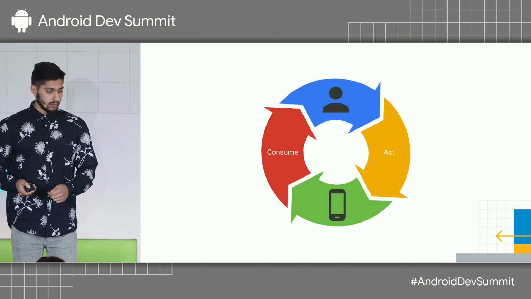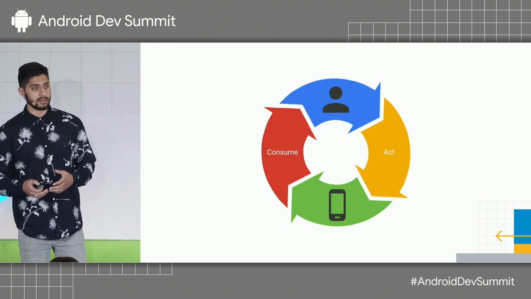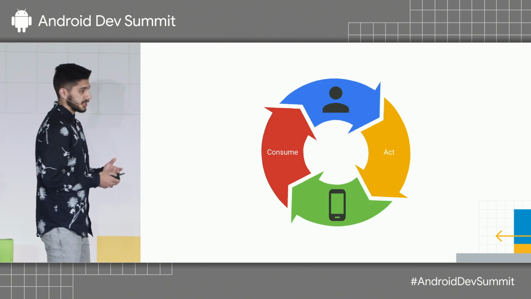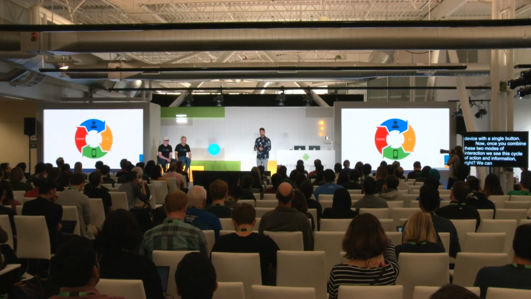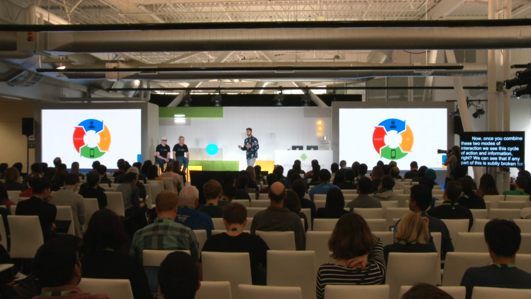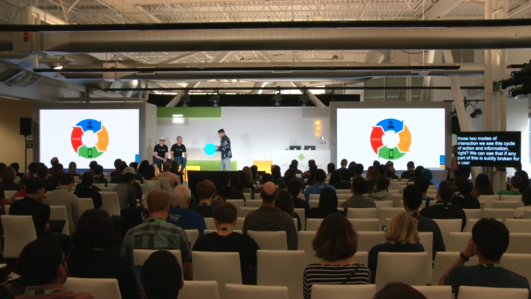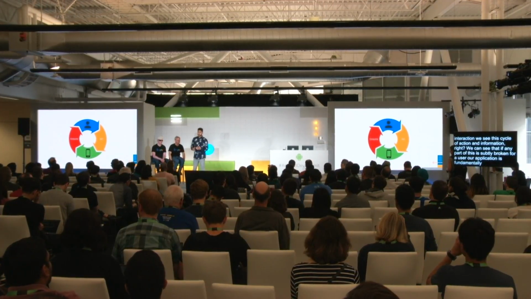Now, once we combine these two modes of interaction, we see this cycle of action and information, right? And we can see that if any part of this is subtly broken for a user, our applications become fundamentally useless. So our goal becomes, how do we make sure that this is complete for every single user?